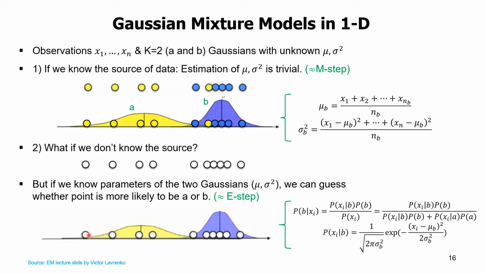So for example, for each data point, we do not know the source. It's a blank, but we do know the exact shape of the two Gaussians like this. So probably this data belongs to the yellow Gaussian A, and this one belongs to Gaussian A, and this one definitely belongs to Gaussian B, and this one belongs a little bit to A, a little bit to B, etc. So let's compute the exact probability.